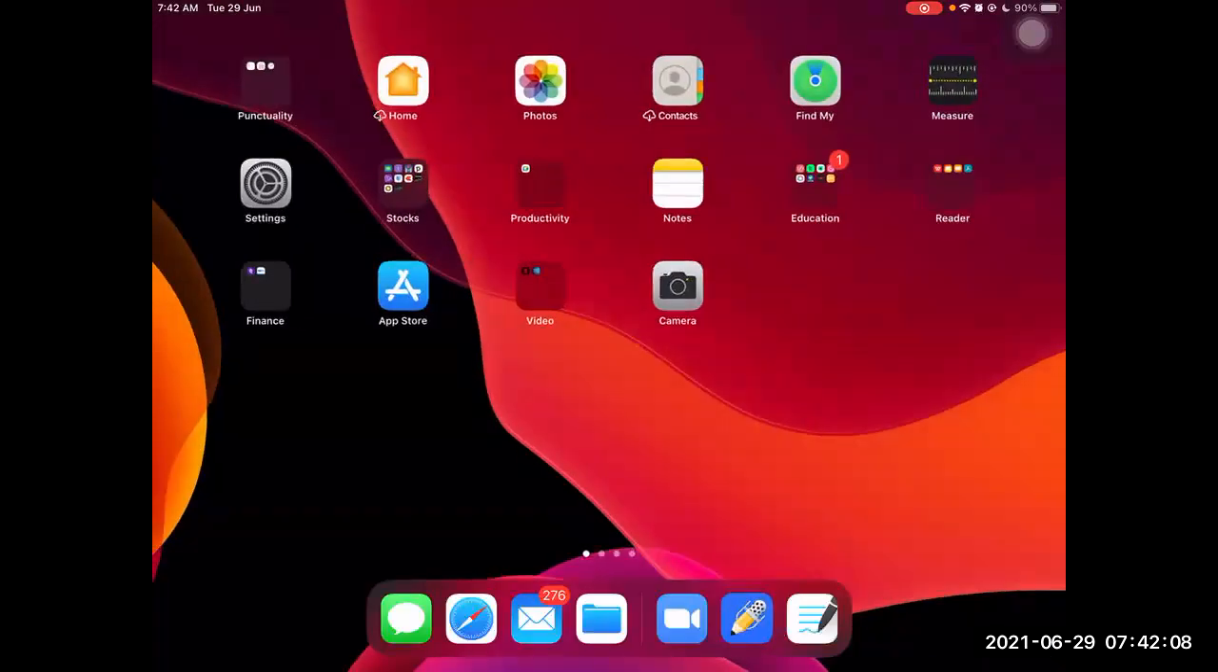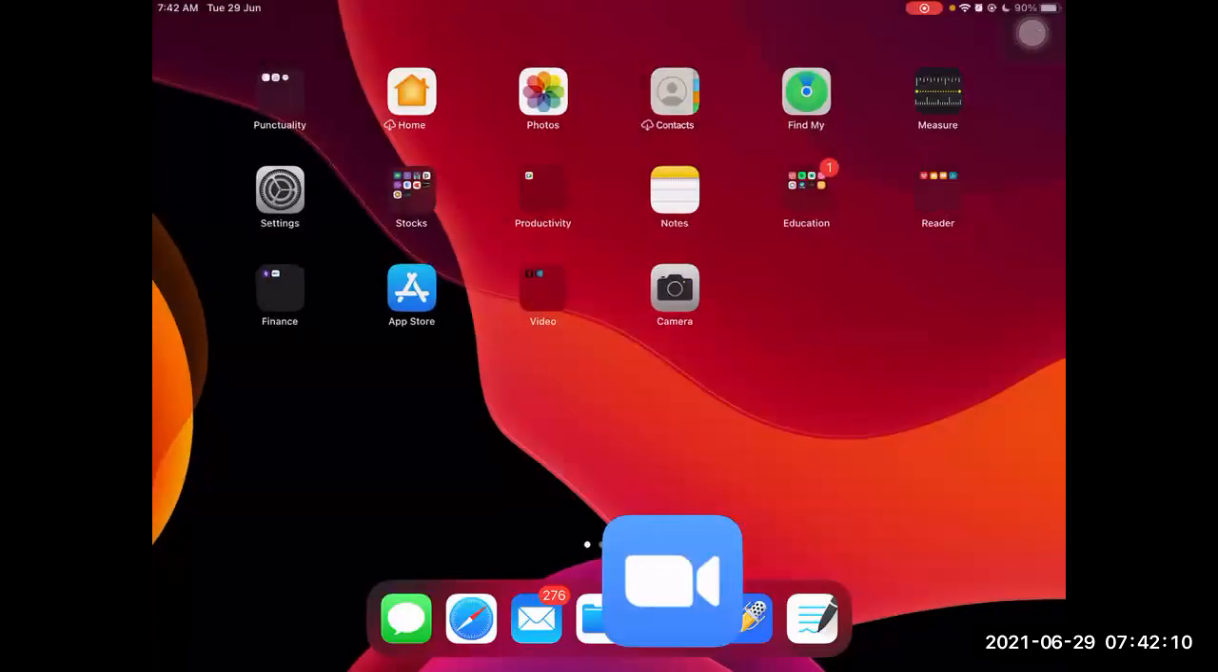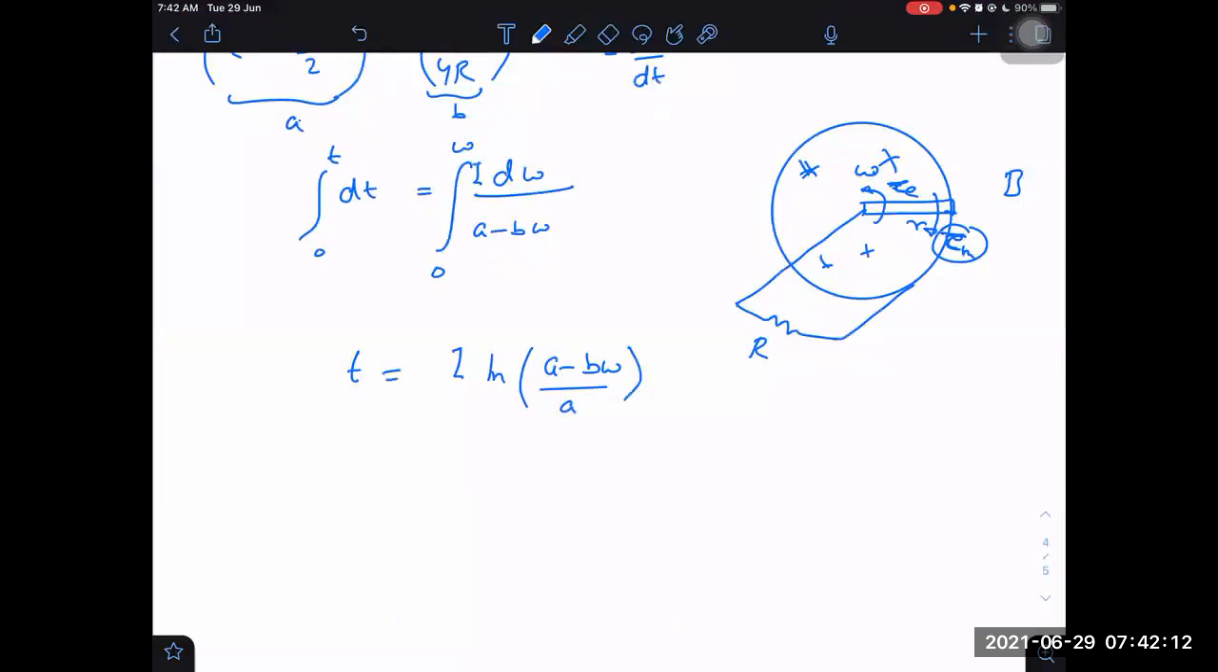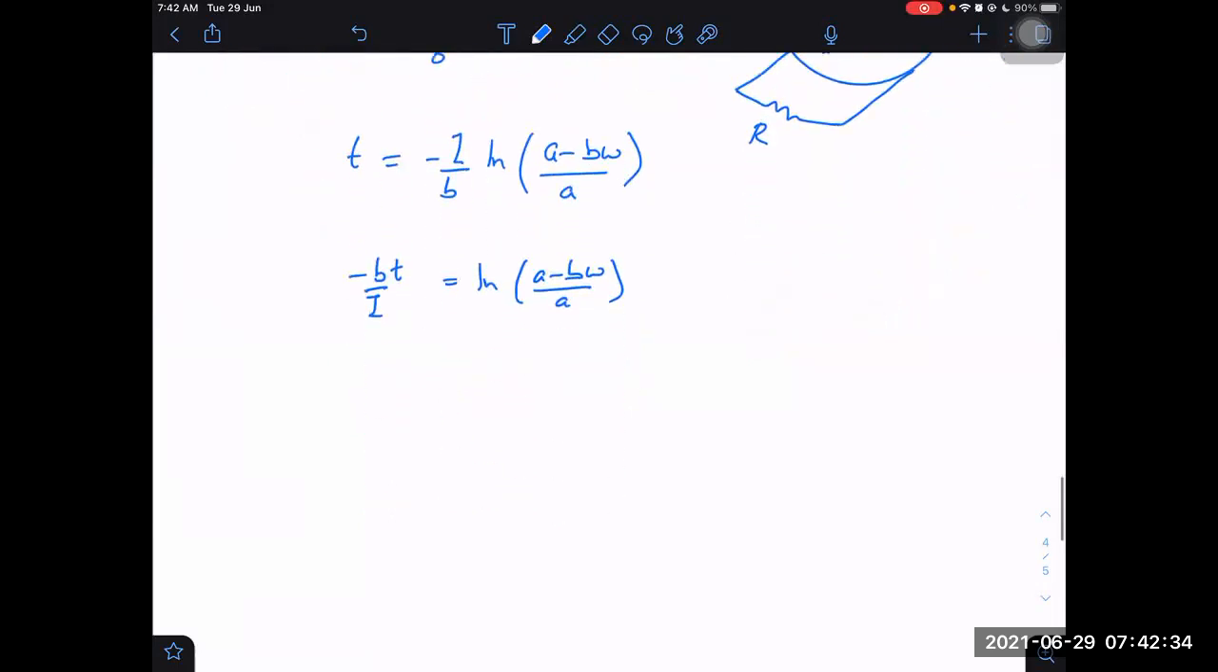Sir, ln by a... is a partial derivative also. Divided by minus b. That only. So minus bt by I is equal to ln of a minus b omega by a. Right?